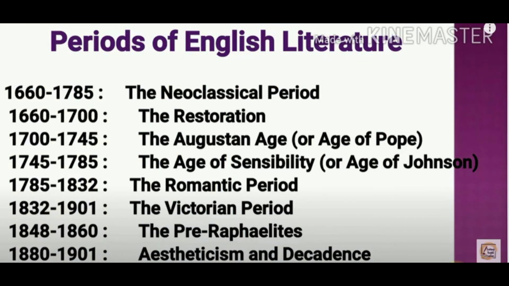We also have to note here that the Victorian period was divided into two parts. From 1848 to 1860, it was called the Pre-Raphaelites, and from 1880 to 1901, aestheticism and decadence. In literature, the name of this period was the Age of Tennyson and the Age of Hardy.